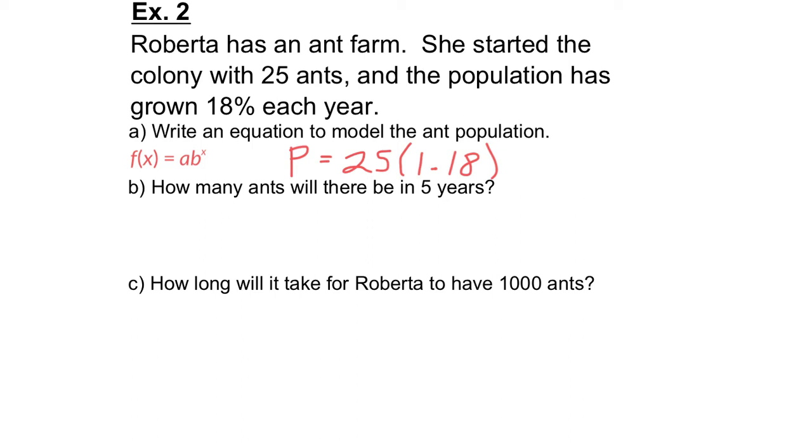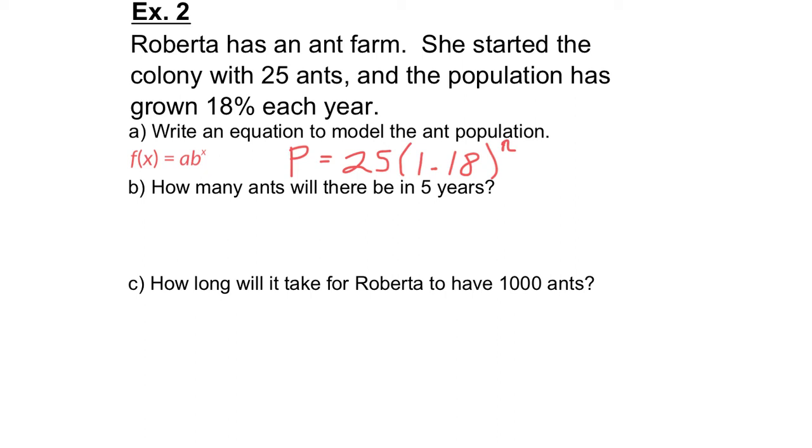I'll just say n for number of years. Okay, so now I have an equation. Next question. How many ants will there be in 5 years? So I'm told n is 5. And I want to know how many ants there will be, so I want to figure out what p is.